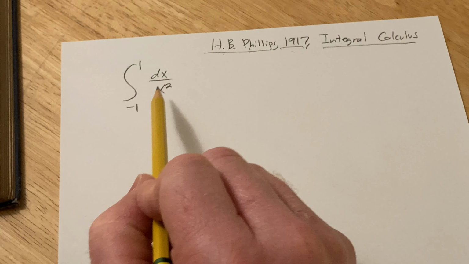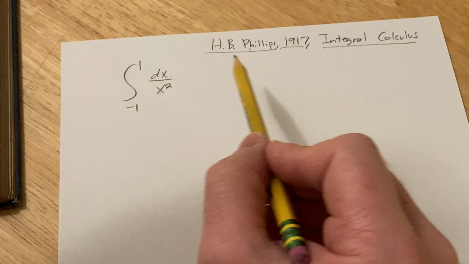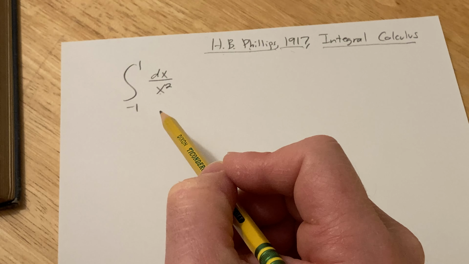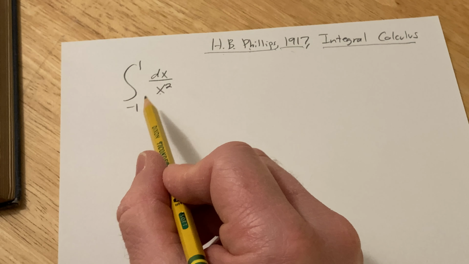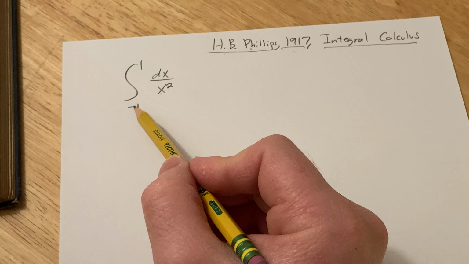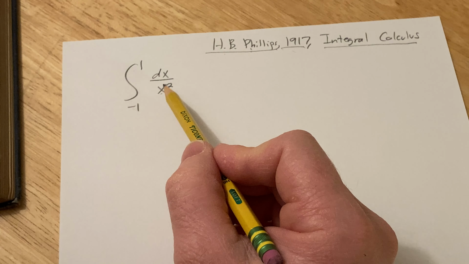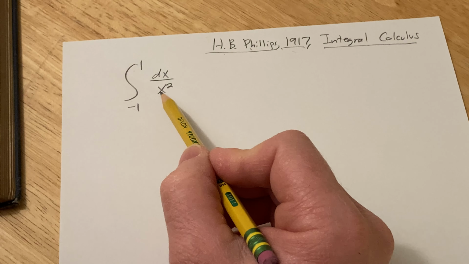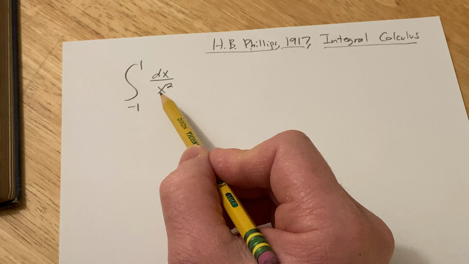Now, this problem is in the book, but no solution is really given. He just gives like a one-line solution. So I'm going to go through all of the details in this video. So first, note that 0 is between -1 and 1, and this function has a vertical asymptote at 0, right? It blows up, and so there's definitely a discontinuity at 0.